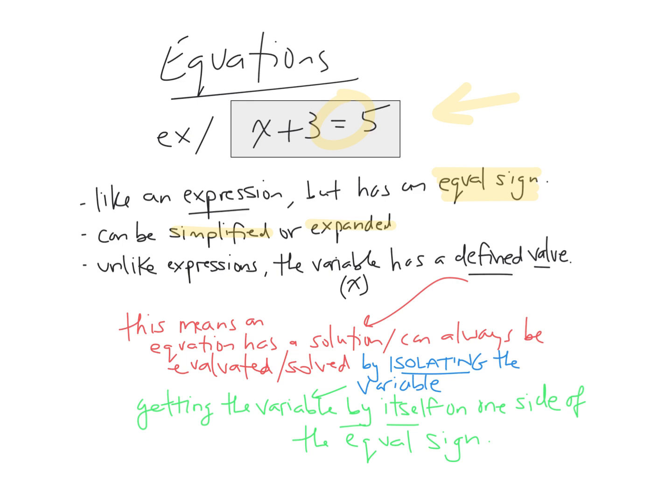But unlike expressions, the variable, in this case x, has a defined value. That means as soon as you put the equal sign in and set the whole thing equal to something else, instead of x representing any possible number, like we saw with expressions, x represents a defined number. So an equation always has a solution, or it can always be evaluated or solved. The way you do this is by isolating the variable, which means you get the variable by itself on one side of the equal sign.